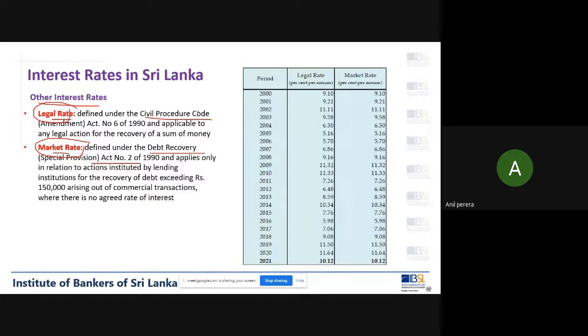So likewise, during the last many years, I have plotted the numbers of these rates. There's no significance of these numbers. The only thing you need to understand is that both the legal rate and market rate are similar. If you look at these numbers, for 2021, the rate is 10.12. If you go to the courts and the court decides on any compensation or any settlement, the applicable rate will be 10.12.